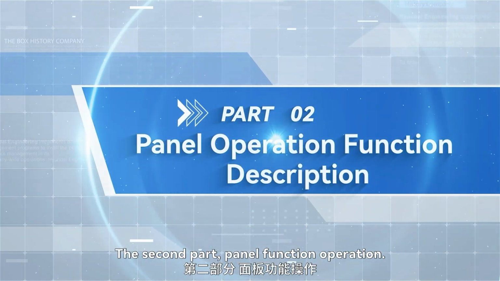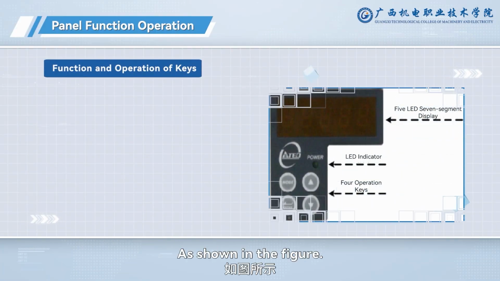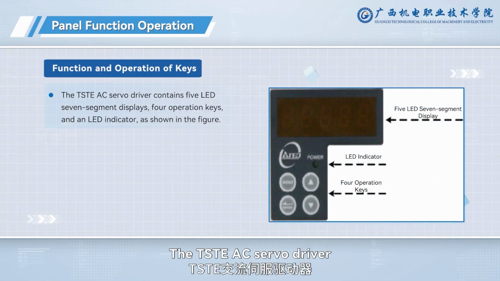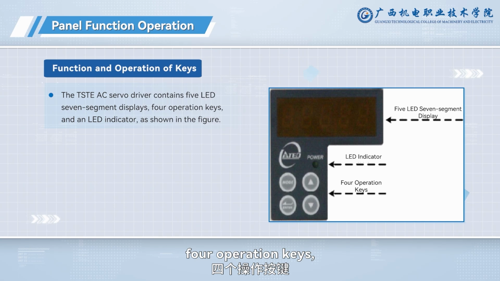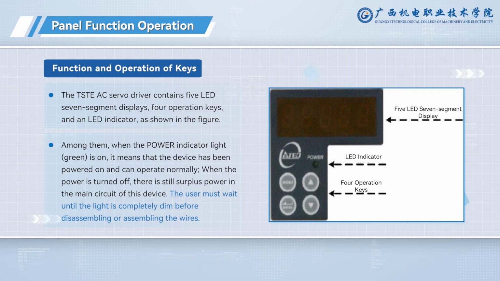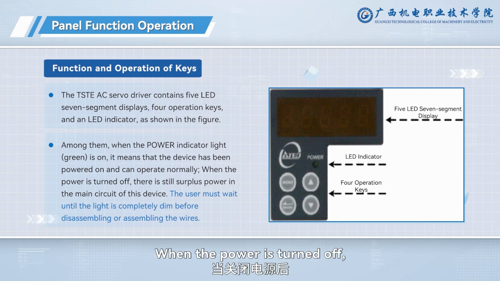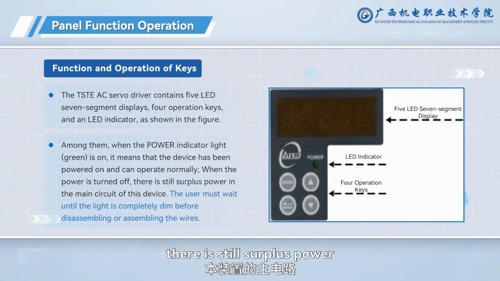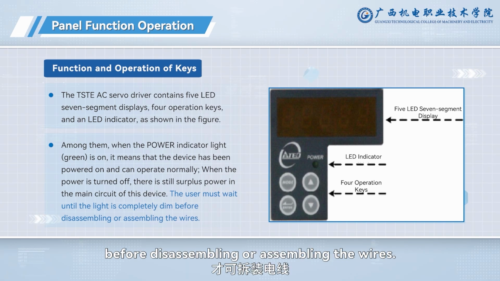The second part, panel function operation. As shown in the figure, the TSTE AC servo driver contains 5 LED 7-segment displays, 4 operation keys, and an LED indicator. Among them, when the power indicator light green is on, it means that the device has been powered on and can operate normally. When the power is turned off, there is still surplus power in the main circuit of this device. The user must wait until the light is completely dim before disassembling or assembling the wires.